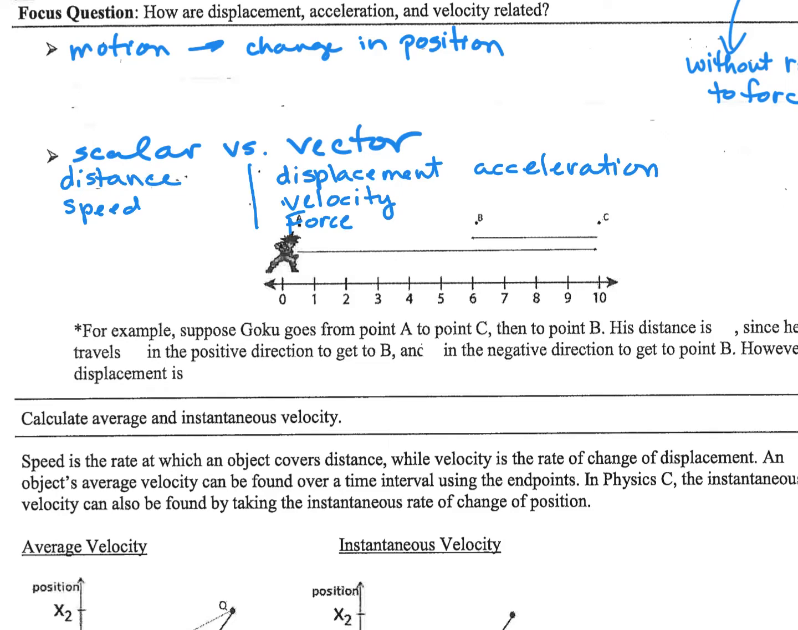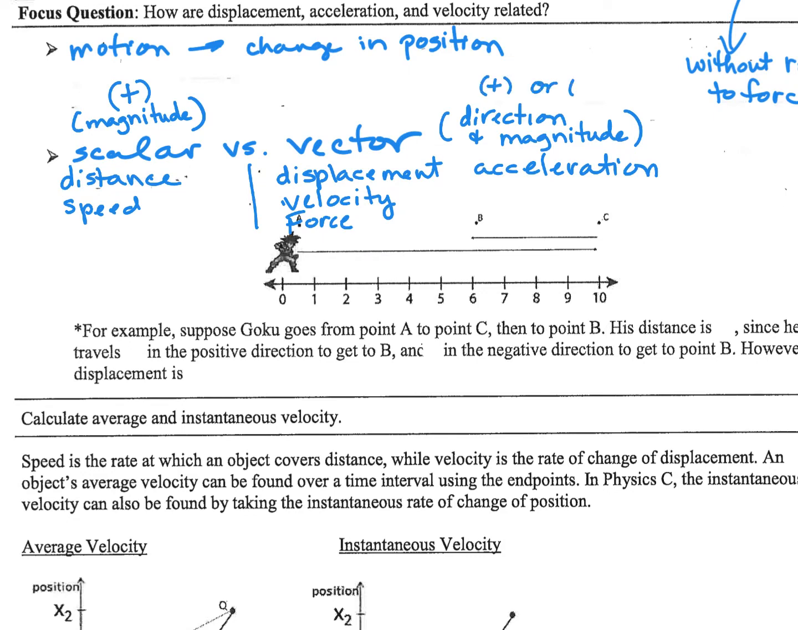When we talk about a vector, we have to talk about direction and magnitude. Y'all know this. A lot of this is going to seem the same. With a scalar, we're just talking about magnitude. What that means is that these are always going to be positive, and these could be positive or negative depending on their direction. So a scalar is just a magnitude, the absolute value of whatever the vector quantity is.